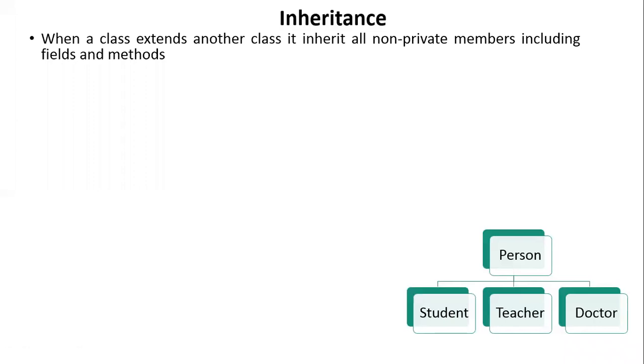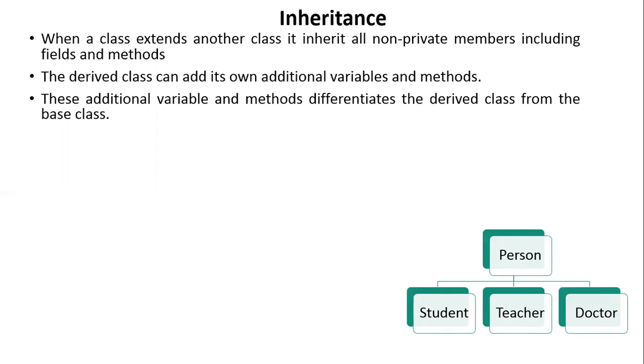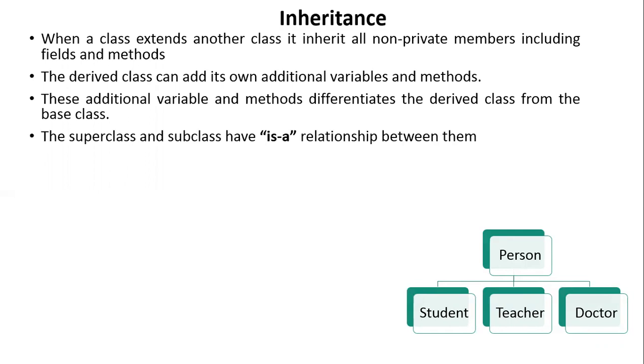Now when a class extends another class it inherits all non-private members including fields and methods. It cannot inherit private members. And the derived class can add its own additional variables and methods, and these additional variables and methods will differentiate the derived class from the base class. And the superclass and the subclass, or parent class and child class, share a special relationship. That relationship we call an is-a relationship between them.